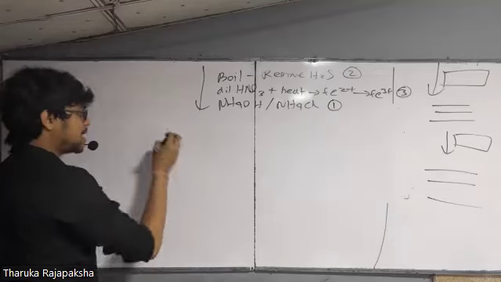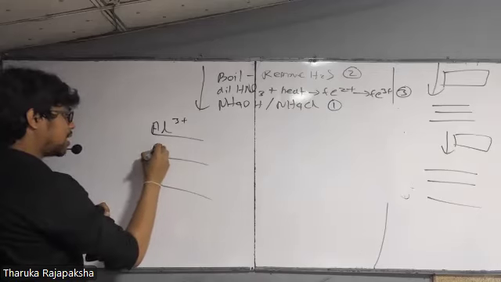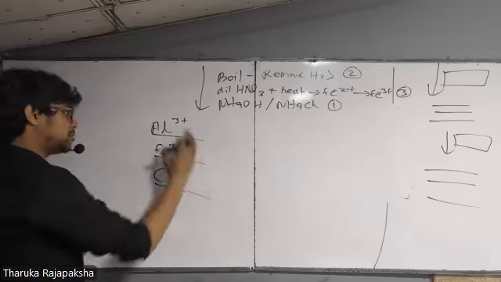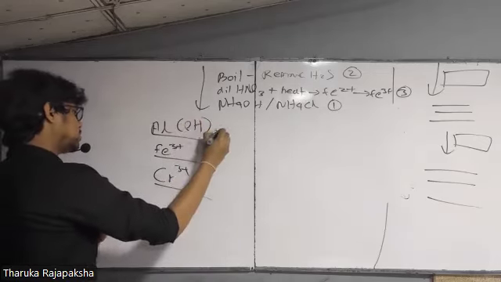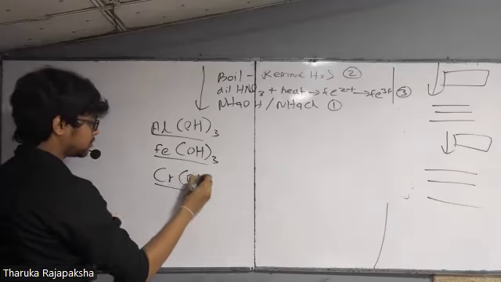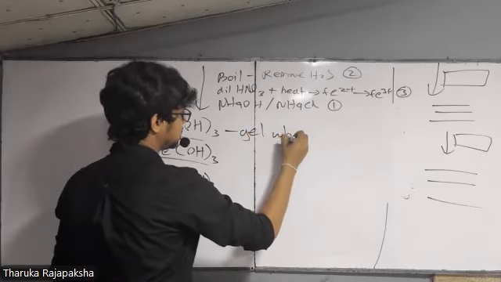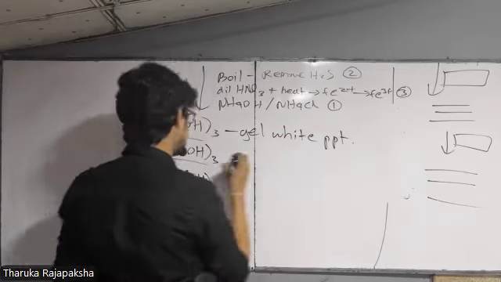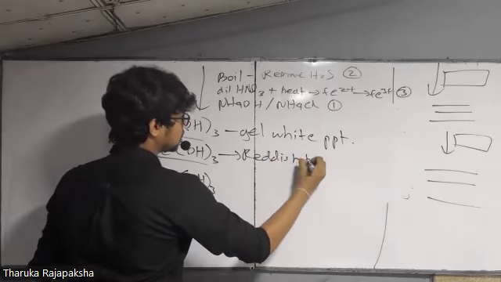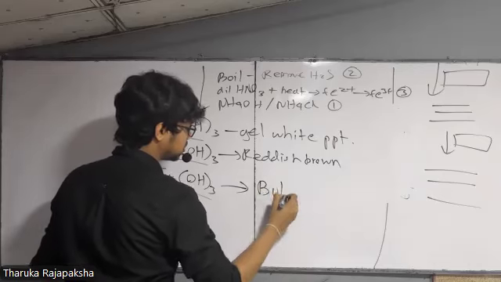Then the precipitates, there are 3 precipitates. There is aluminium, ice, cream. So aluminium 3+. Ice means iron 3+. And cream is chromium 3+. So aluminium hydroxide, ferric hydroxide, and then Cr(OH)3. Aluminium hydroxide is a gelatinous white precipitate. This one is reddish brown. Cr(OH)3 is bluish green.